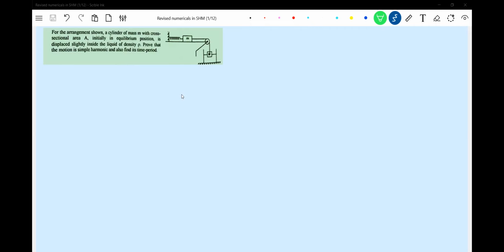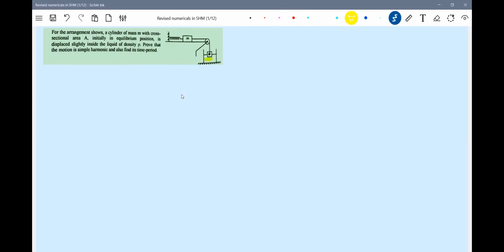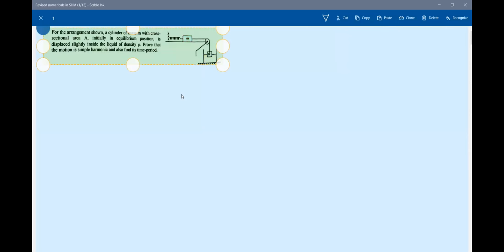We have a liquid here. This part is a liquid and there's a block. Find the time period of oscillations of the system. Spring force and the buoyant force of the liquid also come into the picture. Let me magnify the diagram. Here I'll explain it.